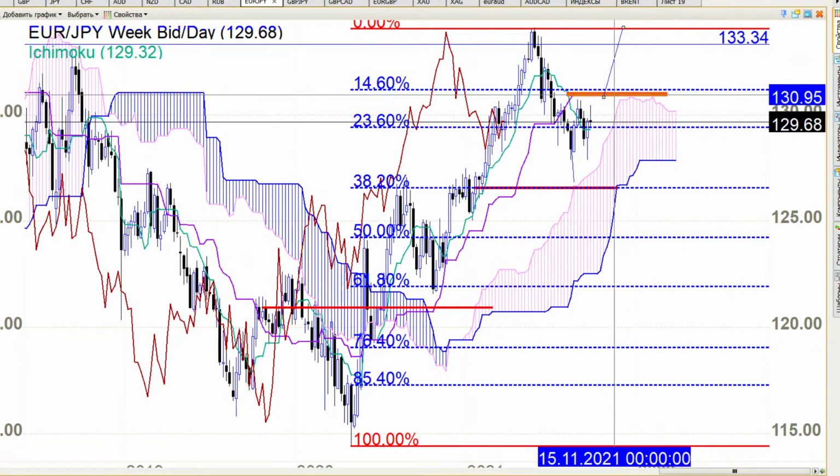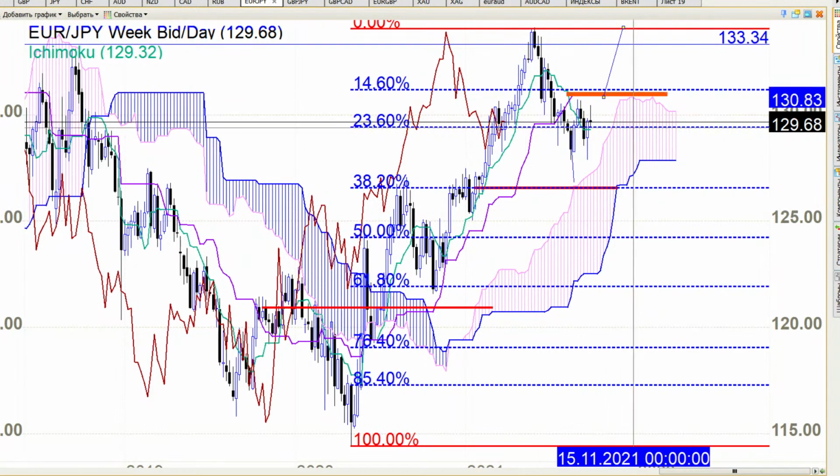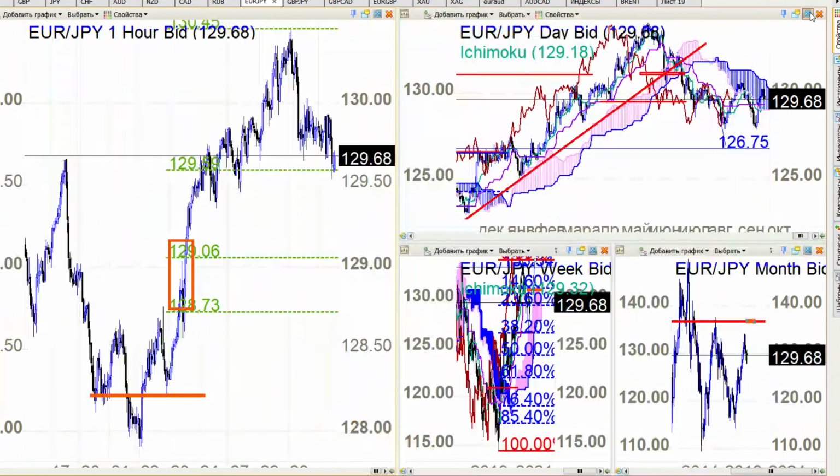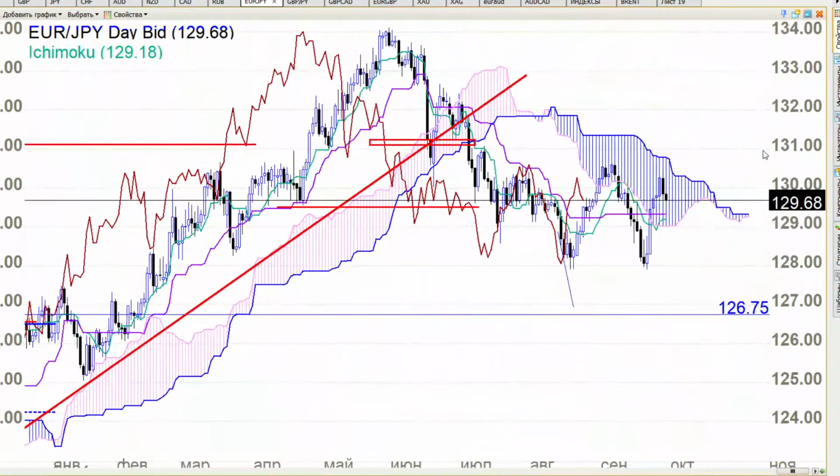So only after they break this level of resistance 131, we decide, okay, it's good, so we can buy right now. But this is on weekly chart. Let's go to daily chart. What you can see here.